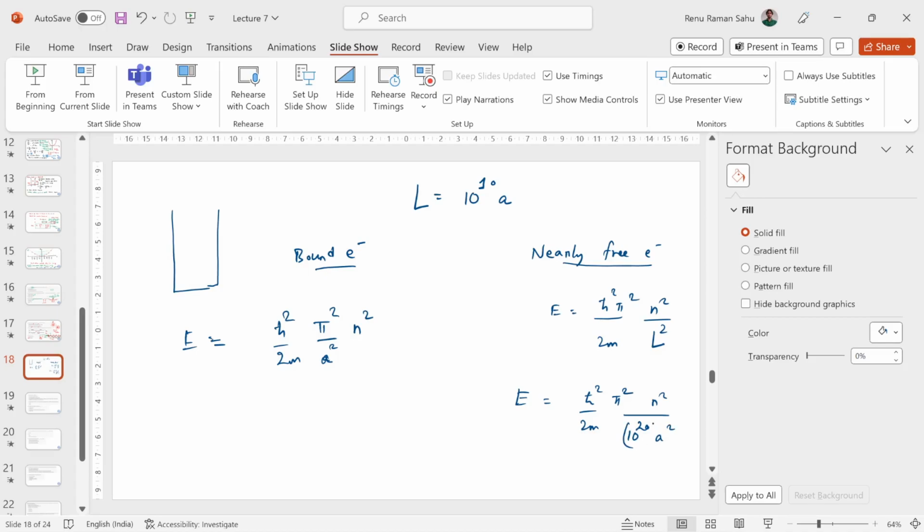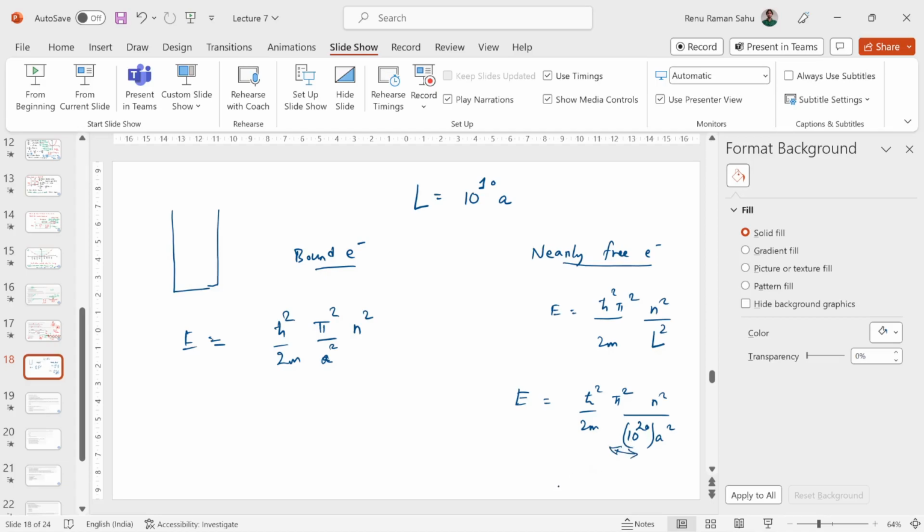So do you see the order of magnitude, 10 to the power 20 times? If the delta E is something here, then delta E of nearly free electrons is 10 to the power 20 times smaller. So it is almost continuous. You get it, right? In the nearly free electron case, because the gap is really very small, this delta E will be very, very small.